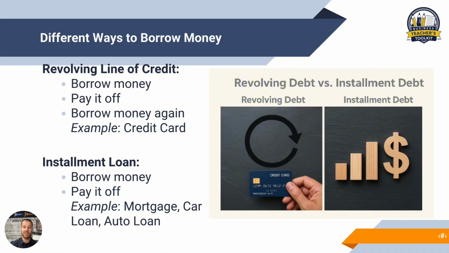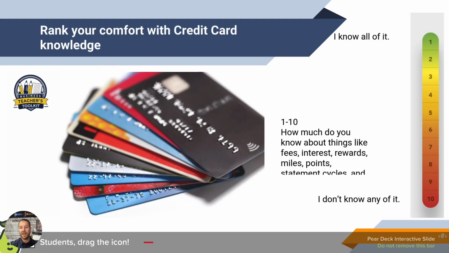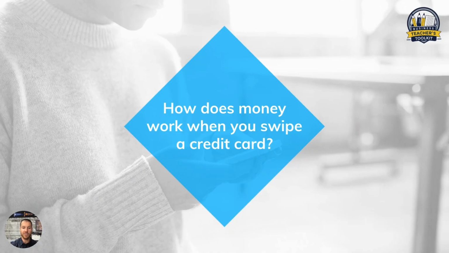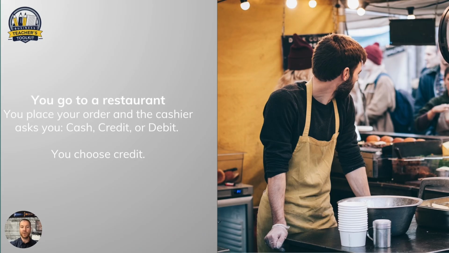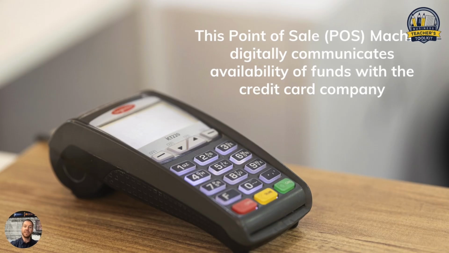That's an installment loan. I have students rank their comfort with credit card knowledge, again, using Pear Deck to slide what their level of comfort is. And then we start talking about how money works when you swipe a credit card. If you were to go to a restaurant, you place your order at the cashier, they're going to ask you cash, credit, or debit. And in this case, we'll say credit. They use this machine right here. It's called the point of sale machine.